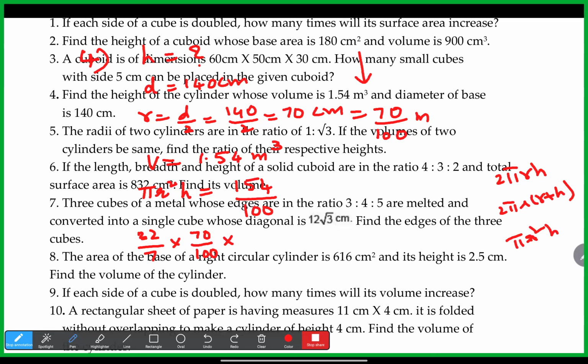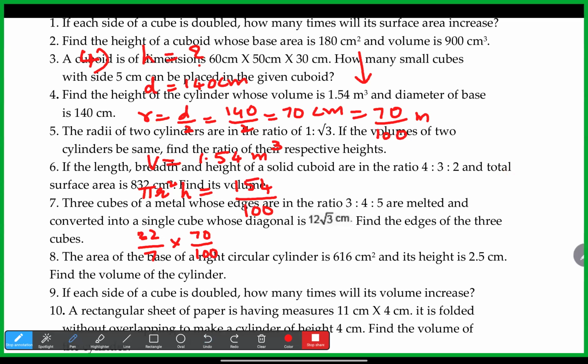If you confuse how to remember, I said base area into height is a common formula. Before cuboid also we used it. Curved surface area is 2 pi r h. Total surface area is 2 pi r into r plus h. And volume equals pi r square h. So you can remember it like base area into height. Base area for cylinder is a circle, circle area is pi r square, into height. Before cuboid also base area into height we wrote. Base area for that is L into B because it's a rectangle.